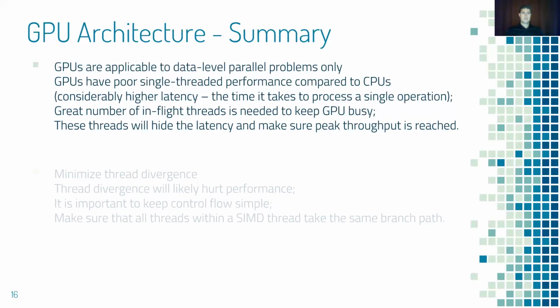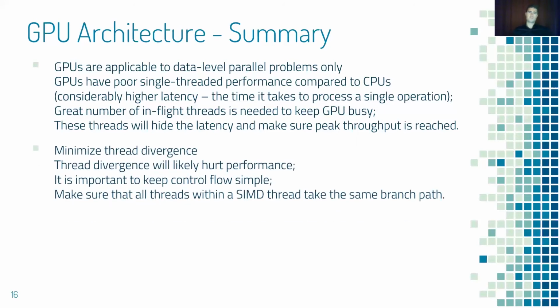The second thing to remember is that we need to avoid or minimize thread divergence when programming GPUs. Thread divergence will most likely hurt performance. So one thing that you can do to avoid it is keep control flow simple. Of course, when programs grow more complex, you will need branches in there. But in a SIMD thread or warp, take the same branch path. As long as that is the case, there's no thread divergence.